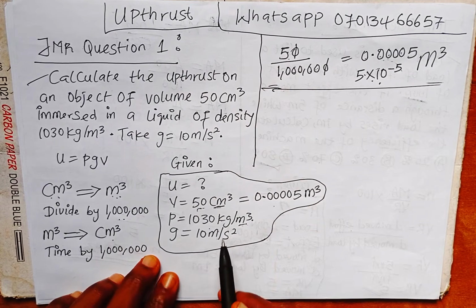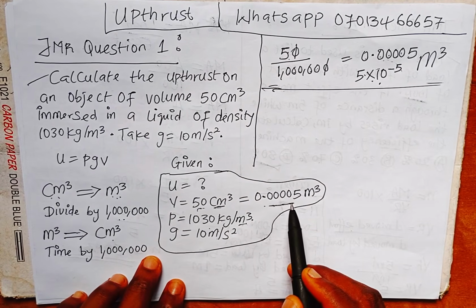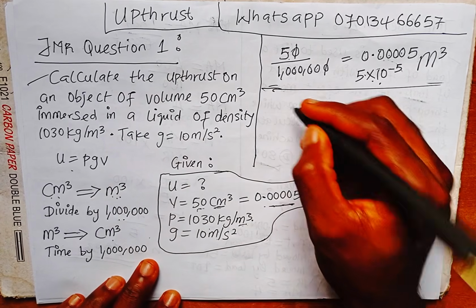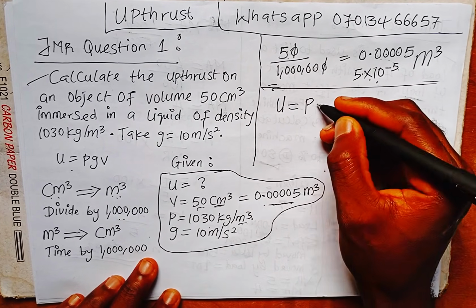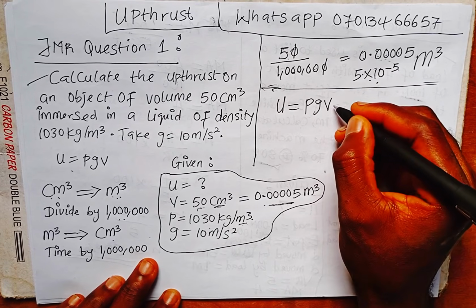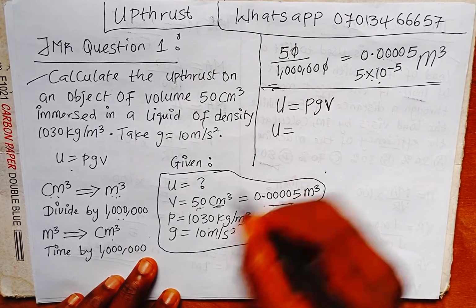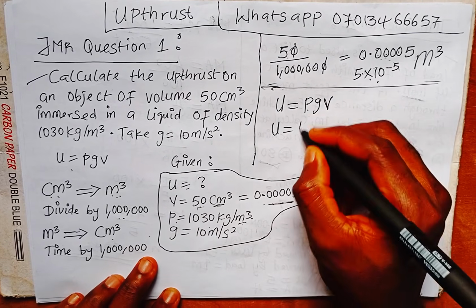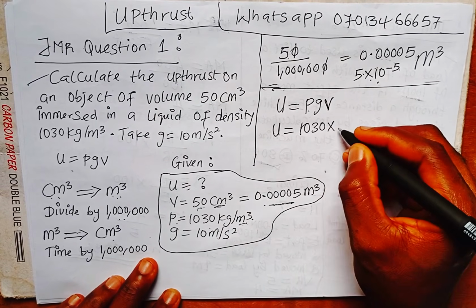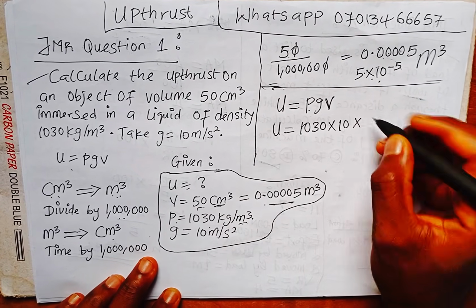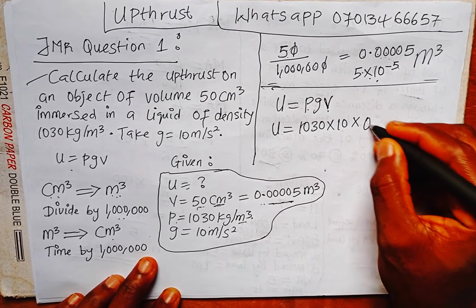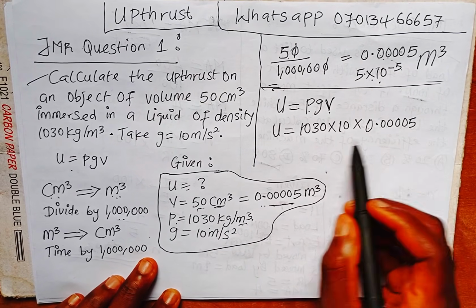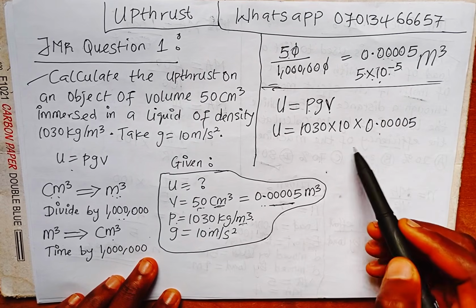So what are we going to do? Since we have now converted this to cubic meter, we are now going to apply this formula. Upthrust is equal to density times gravity, acceleration due to gravity, times volume. Substituting, U is equal to density, 1030, times gravity, 10, times V, which is 0.00005. Some people put the standard form here, solve, and get the answer.